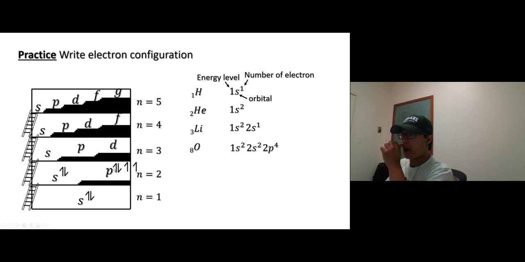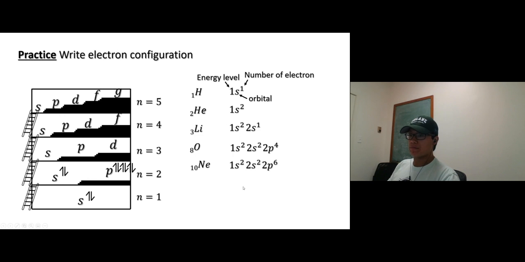So 2p4. Okay. Neon, 10 electrons. So we got 2 here, 2 in the 2s, 6 in 2p. That's it. That's 4, that's 6, 7, 8, 9, 10. That's 10. That's all we got. So we will write 1s2, 2s2, 2p6.